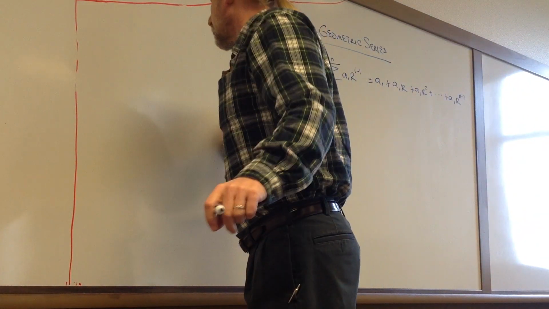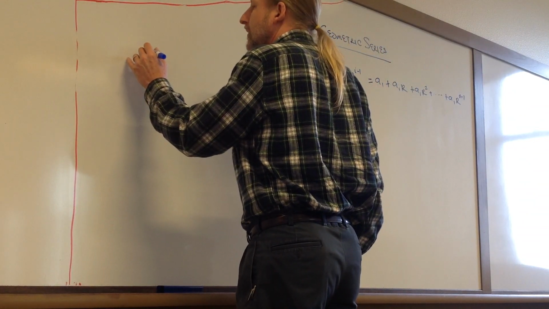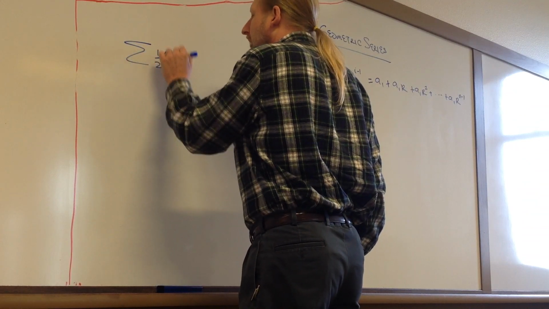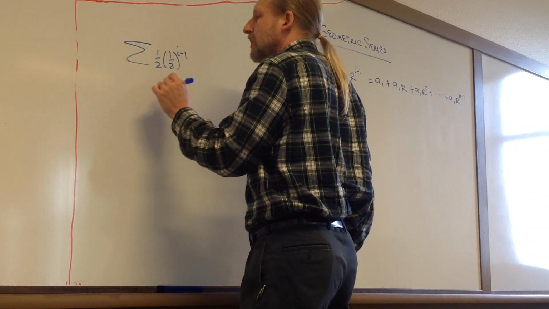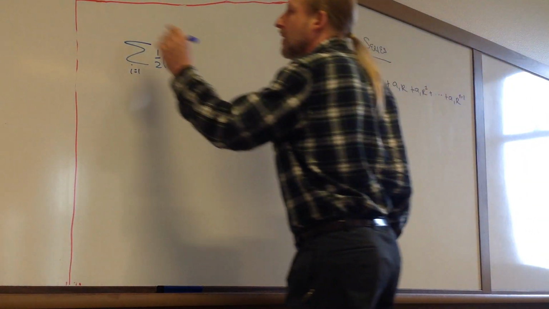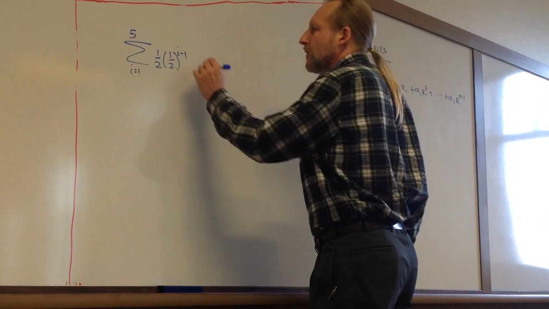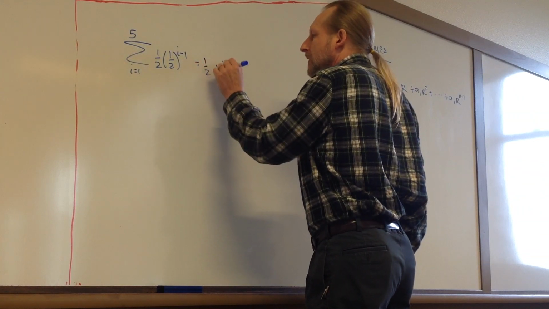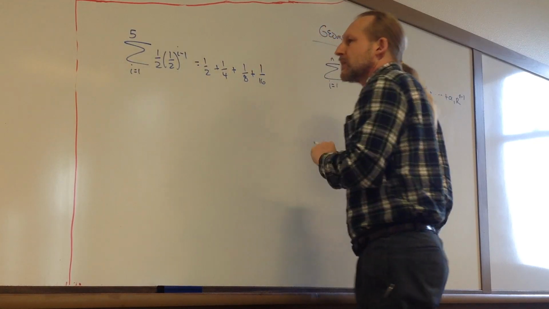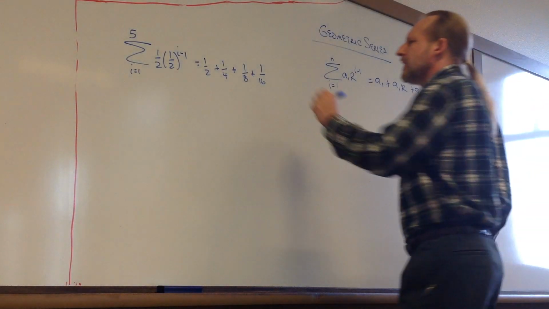So let's look at an example here. Let's do the sum of 1 half to the i minus 1 as i runs from 1, let's just run it up to 5. That'll keep it simple. And so again, our first term is a half. The second term is a fourth, and then an eighth, a 16th, and then a 32nd.